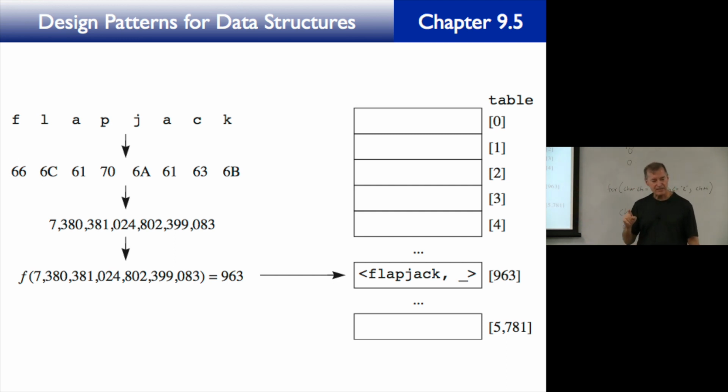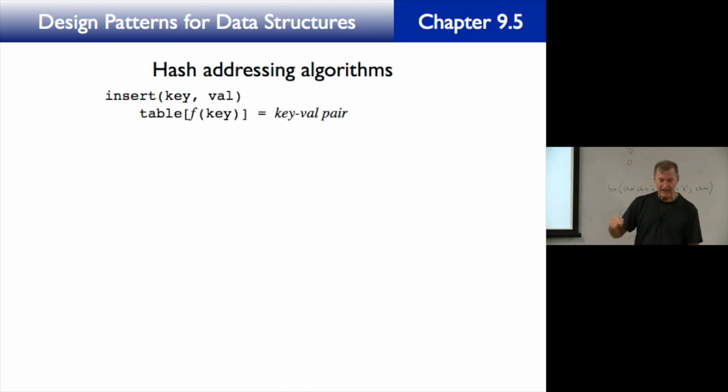Now that is the key idea of hashing. That's what a hash table is. It depends on a hashing function to get our key down to a size that's small enough to fit into our table. Does everybody see? That's the idea. Now, with that in mind, what do our algorithms look like for insert and the others?